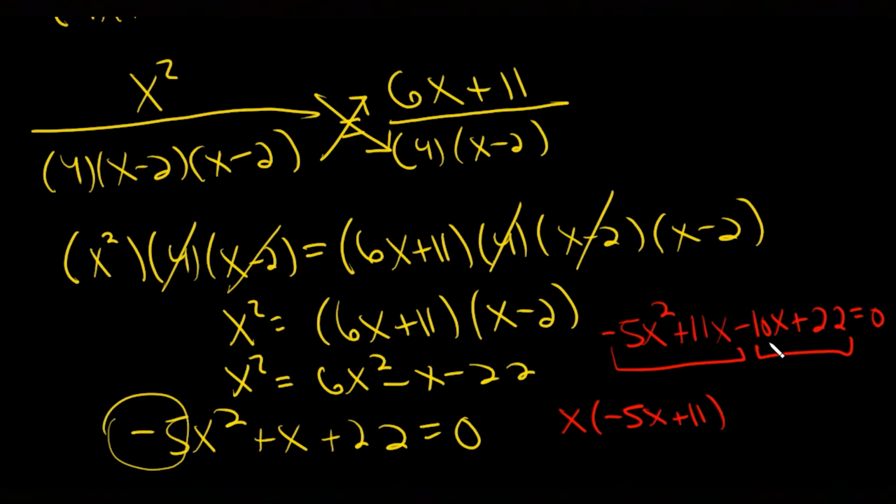Now look at your second grouping here. What can I pull out here? Well, I can go ahead and pull out a positive 2. So if I pull out a positive 2, I get plus 2, and that will leave me with negative 5x and then plus 11, okay? So that's your confirmation. Your common factor is the same. You're pretty much done with the problem now.